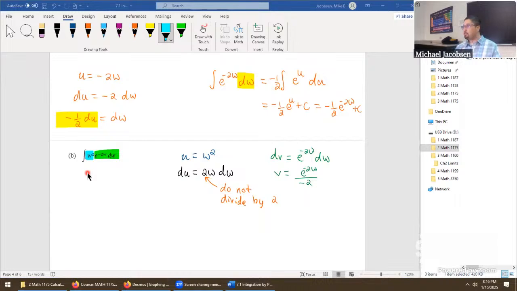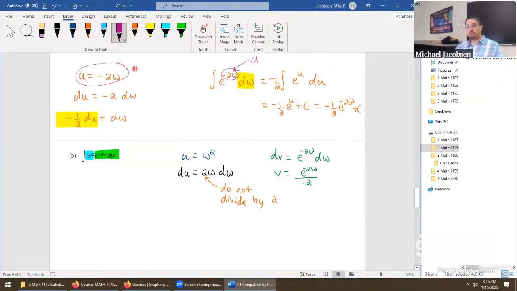I would say for u substitution, the best thing to think about is pick for u a function that's inside another function like this one. So that's your best pick for u. And unfortunately, the LIATE acronym does fall short in u substitution.